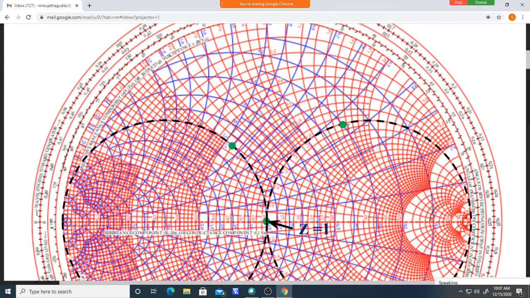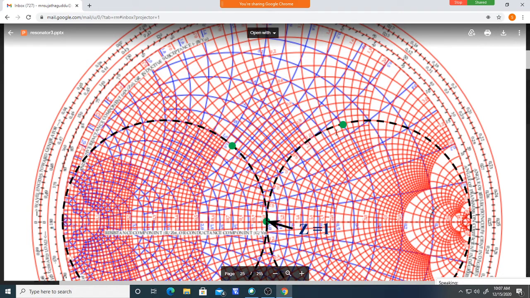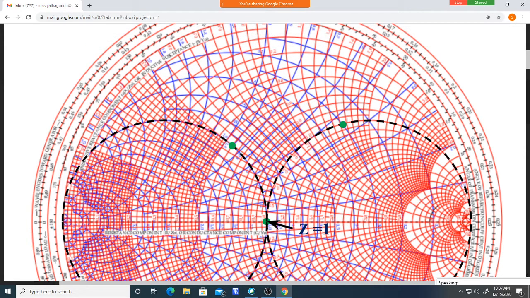So the value of admittance here: the G value is 0.3 as we read from here, and the B value is 0.3, but it is minus 0.3. So 0.3 minus j0.3 is the Y value here, the admittance, and it is a normalized value. To get the actual value of Y, you should multiply it by Y naught. Y naught is 1 over Z naught. That will give you the answer.